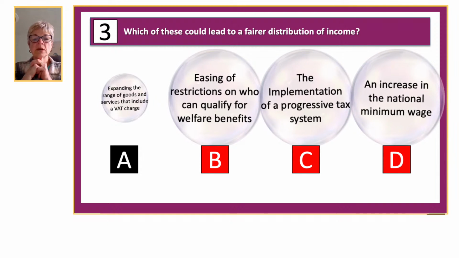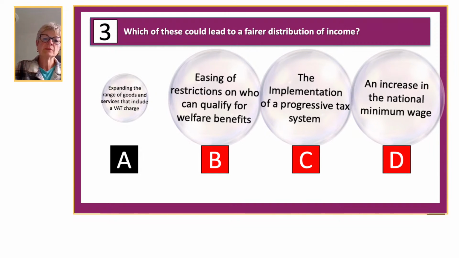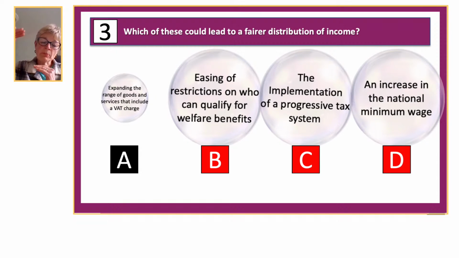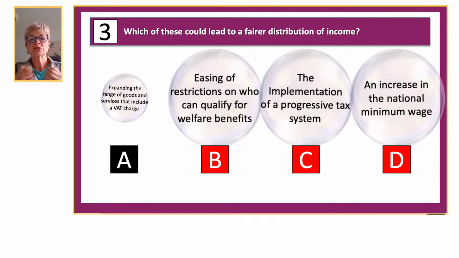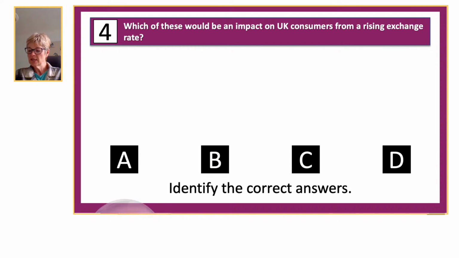Progressive tax system, I'm sure you remember, that's where we tax those on higher incomes more than those on lower incomes. So we're bringing the top income earners down a bit. And then an increase in the national minimum wage. Again, we're lifting those on lower incomes a little bit higher. So the answer is B, C and D.